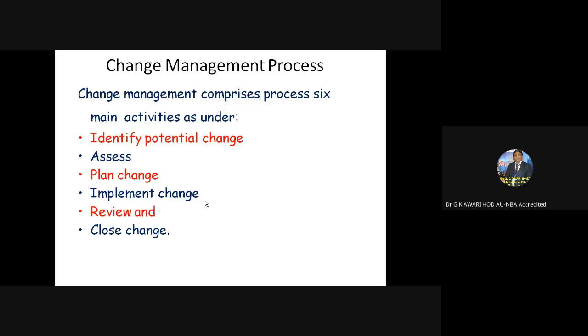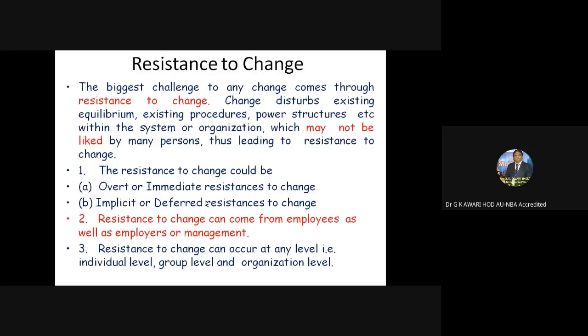You have to assess it. What is its market impact? Whether that product will be successful, whether we will be able to sell in the market or not. Then plan the change. Once you are convinced that this change is beneficial for your organization and your product, plan the change, implement change, and review and close the change. Once the change is over, once the processes and the main machines and everything are over, then close the change. So there are 6 main processes of change management, right from identify, assess, plan change, implement change, review and close the change.